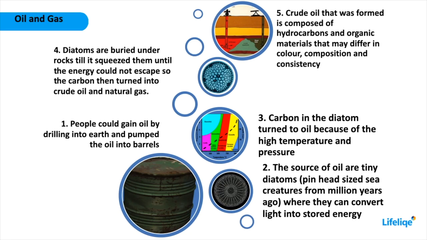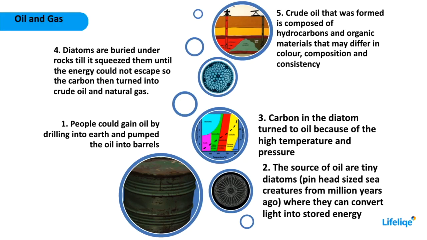So for oil and gas, they were made out of diatoms, which are really tiny creatures that lived under the sea millions of years ago. They can store energy from light. So basically, the carbon from the diatoms turned into oil because of the high temperature and pressure, because they were buried under the sea, right? When they were buried under the ground, under the mud and everything, the energy could not escape. So the carbon turned into crude oil and natural gas.